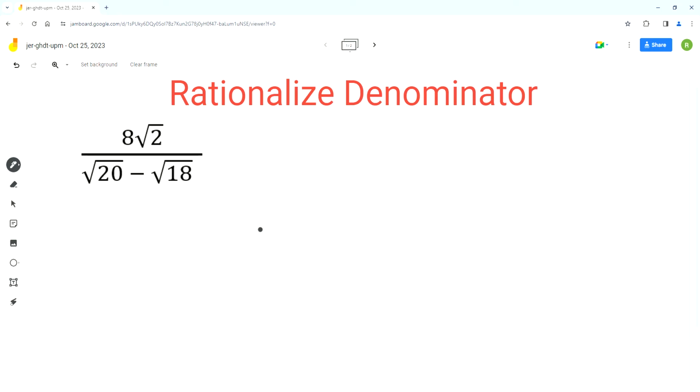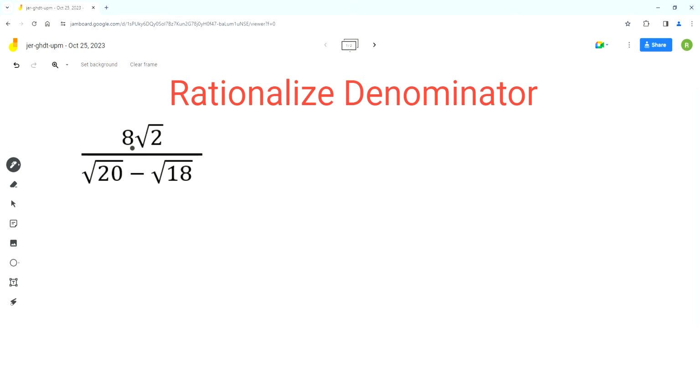So in this video, we'll rationalize the denominator of this given expression. Now as you can see, this expression is in the form of a fraction. There is a radical term in the numerator and two radical terms in the denominator. Now we have to rationalize the denominator so that we can get rid of the square root or the radical in the denominator. Now the first step here is to simplify the radical terms.